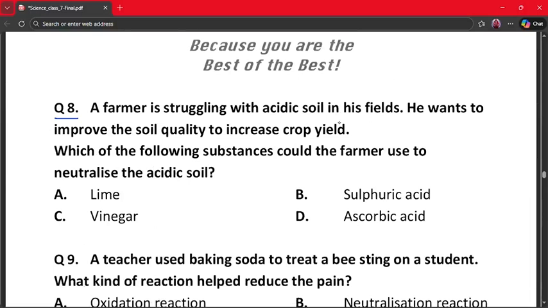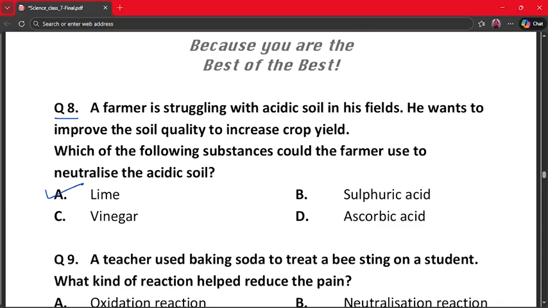A farmer is struggling with acidic soil in his fields. He wants to improve the soil quality to increase crop yield. Which of the following substances could the farmer use to neutralize the acidic soil? A. Lime, B. Sulfuric acid, C. Vinegar, and D. Ascorbic acid. The correct answer is lime.